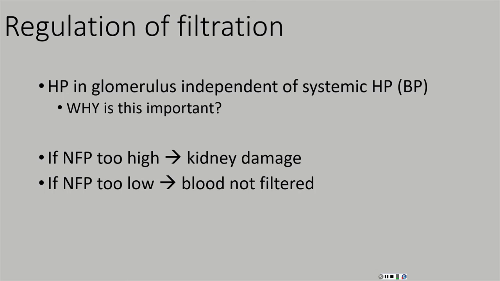Why? Because if NFP were to go too high, you can damage your kidneys. What you would end up seeing is those fenestration slits would actually get torn, and we would damage the glomerular membrane. But if NFP gets too low, then we're not going to filter our blood, and we're not going to remove all those potential toxins and metabolic wastes from your blood. And as that builds up, that could actually lead to death pretty quickly. So we need the hydrostatic pressure in the glomerulus to remain relatively constant, independent of the rest of your body's blood pressure.